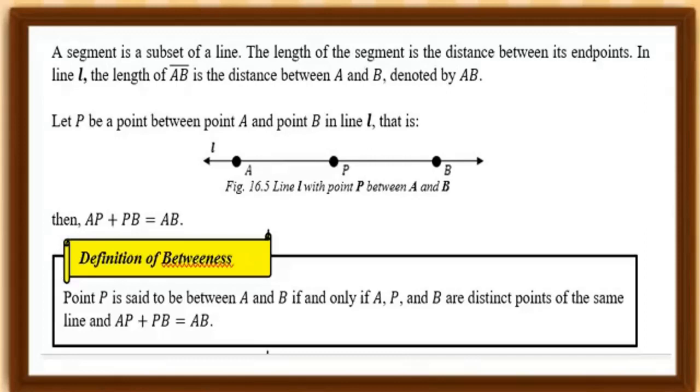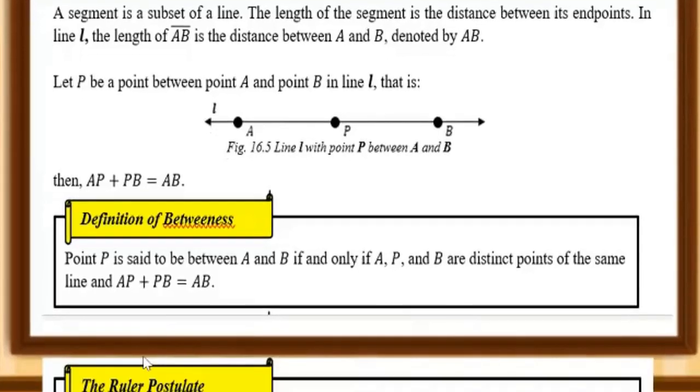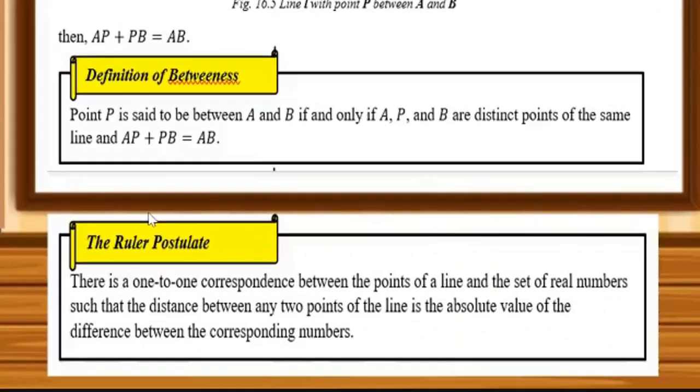Let P be a point between point A and point B in line L. So, in the figure, we have AP plus PB is equal to AB. So, this will be the definition of betweenness. Point P is said to be between A and B if and only if A, P, and B are distinct points of the same line and AP plus PB is equal to AB.